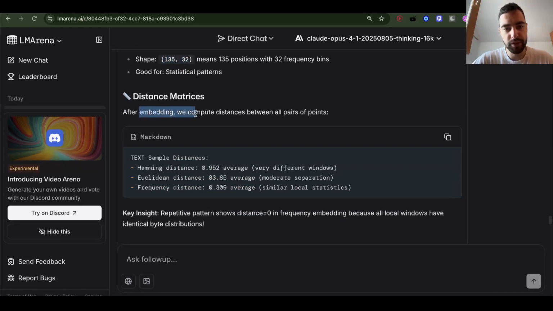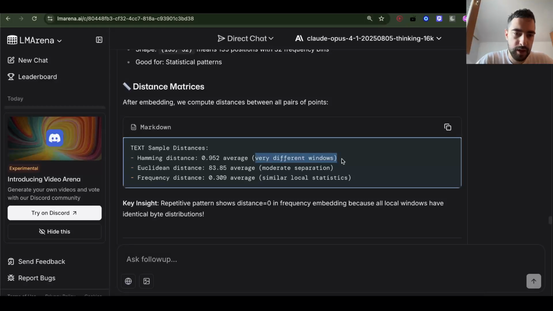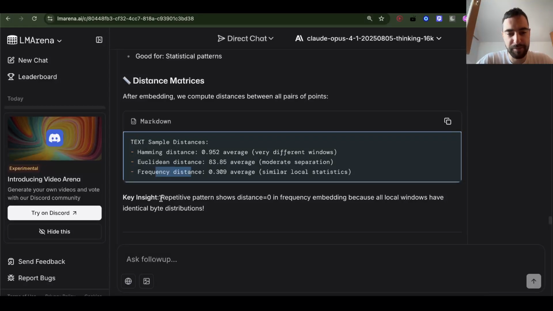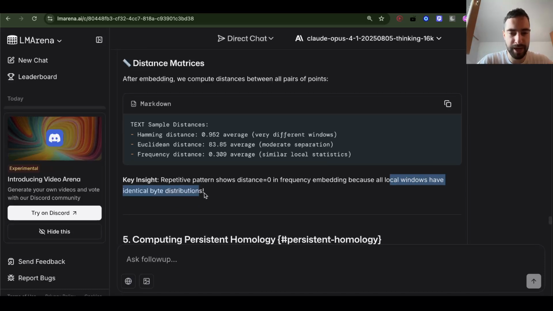Distance matrices. After embedding, we compute distances between all pairs of points. For the text sample, Hamming distance is 0.952 average, very different windows. Okay, we have Euclidean distance and frequency distance. I'm not sure what they mean. Key insight: the repetitive pattern shows distance equals 0 in frequency embedding because all local windows have identical byte distributions. I guess they are the same bytes in every window, so the distance is 0.